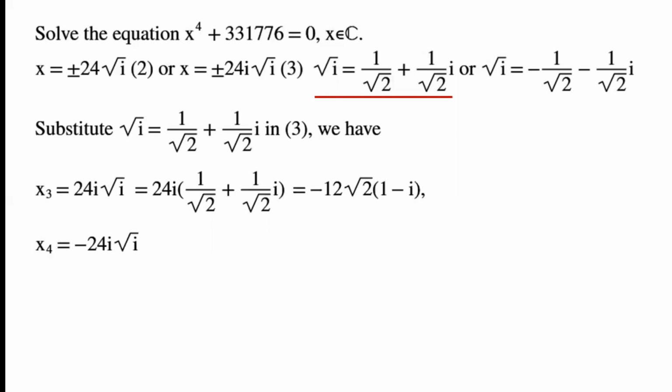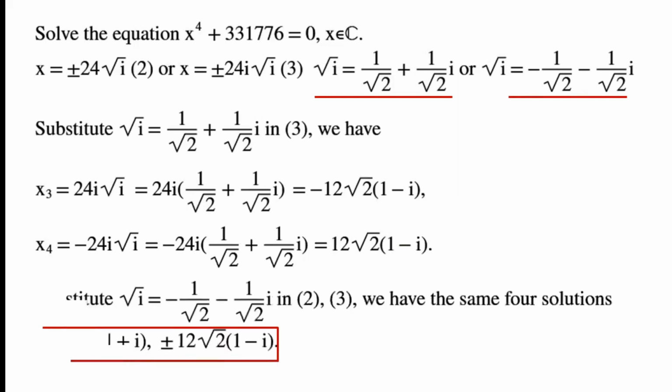x4 equals minus 24i times root i, which is equal to minus 24i times 1 over root 2 plus 1 over root 2 times i, which can be written as 12 times root 2 times 1 minus i.